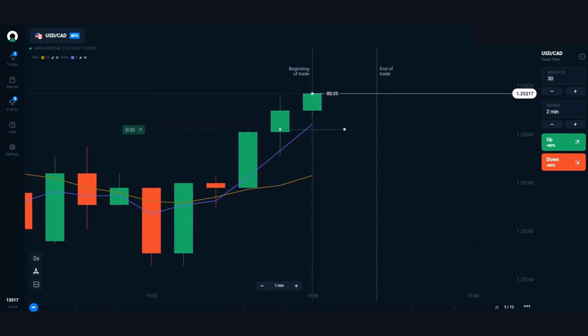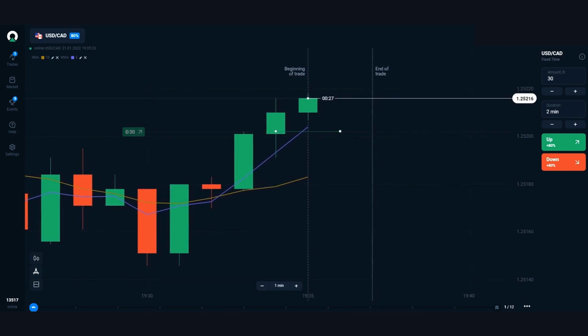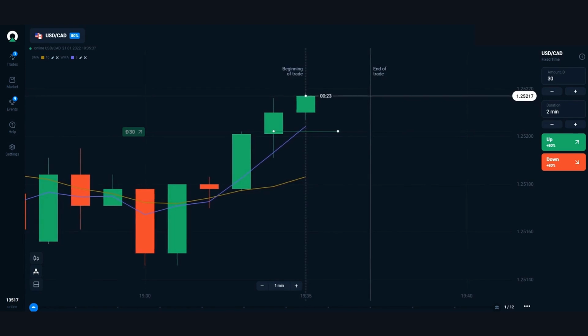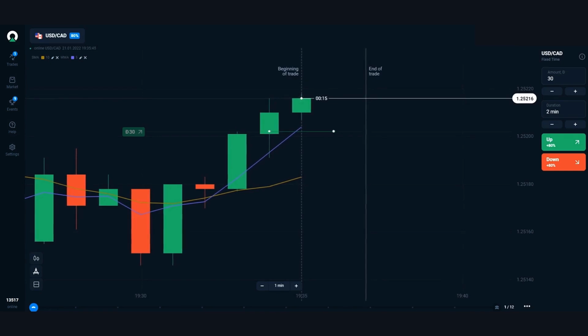What does this tell us? Buyers have entered the market strongly. This means the sideways market is likely to turn into an uptrend. Now that we've entered this trade, let's watch and see if it results in a profit or loss.